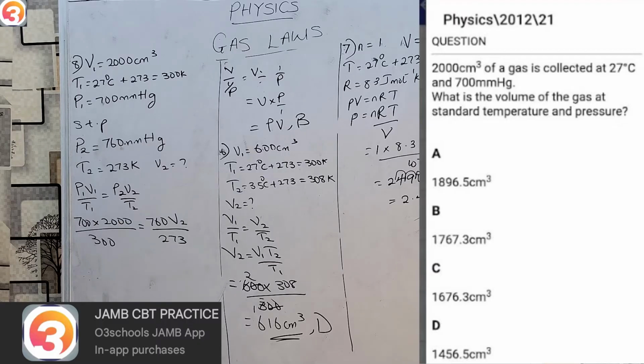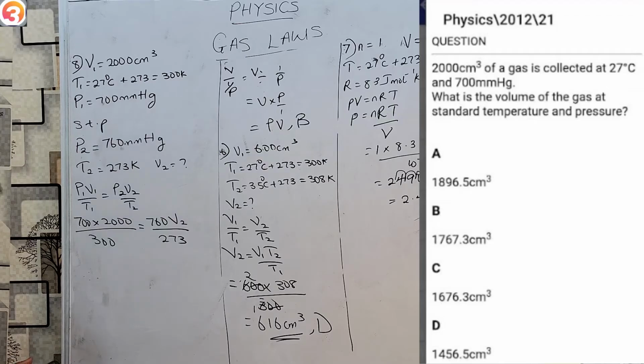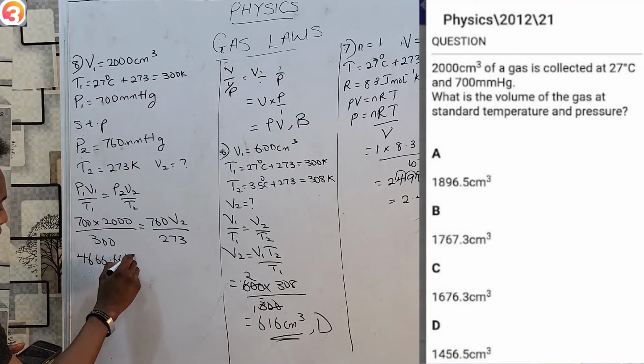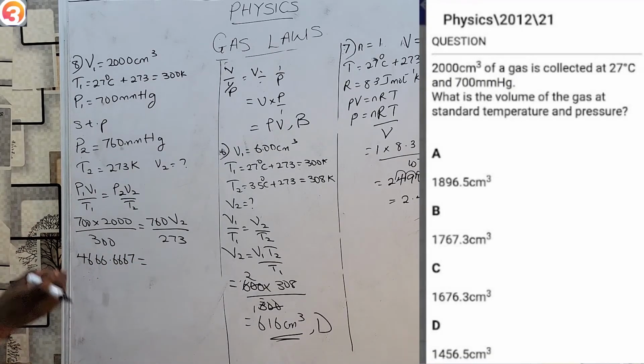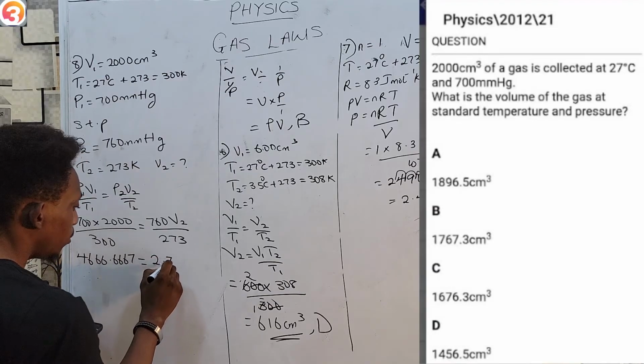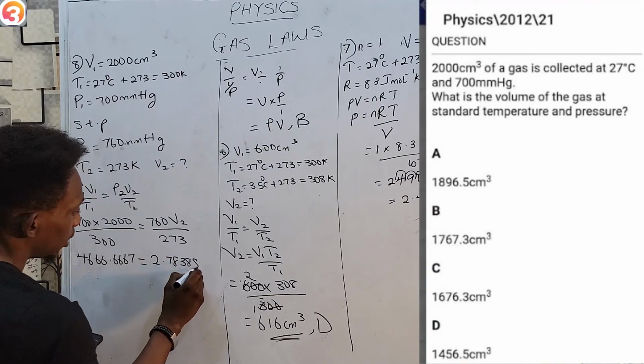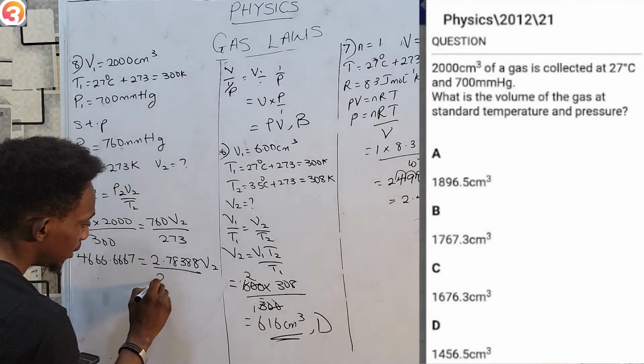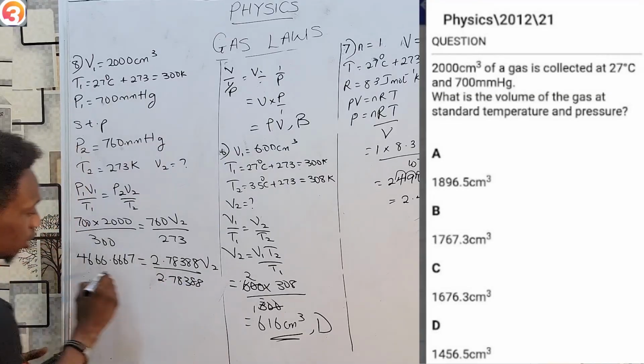Okay, let's do multiplication and divisions for each side. On my calculator, I'll start by saying 700 times 2000 divided by 300. That gives 466.6667, an approximation. Then on the other side, I have 760 divided by 273, which is 2.78388, also an approximation. Then V2 is here, so we divide by this.